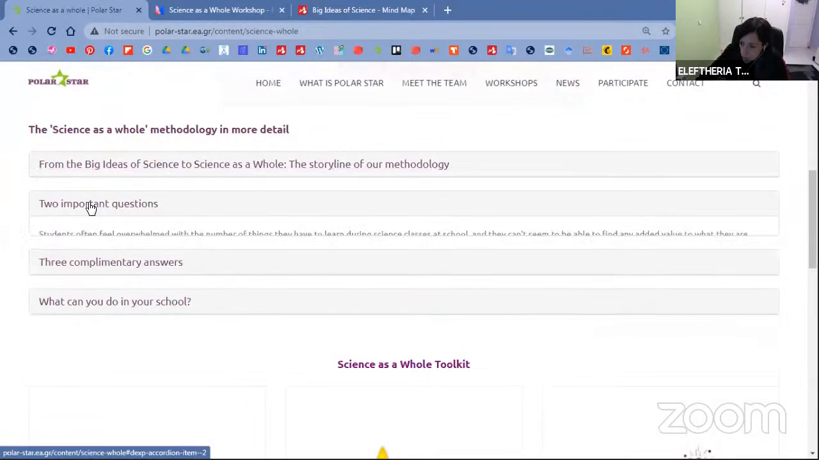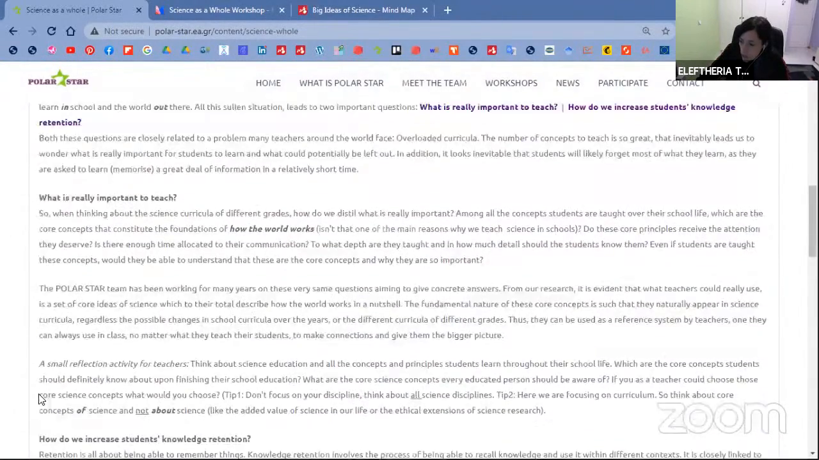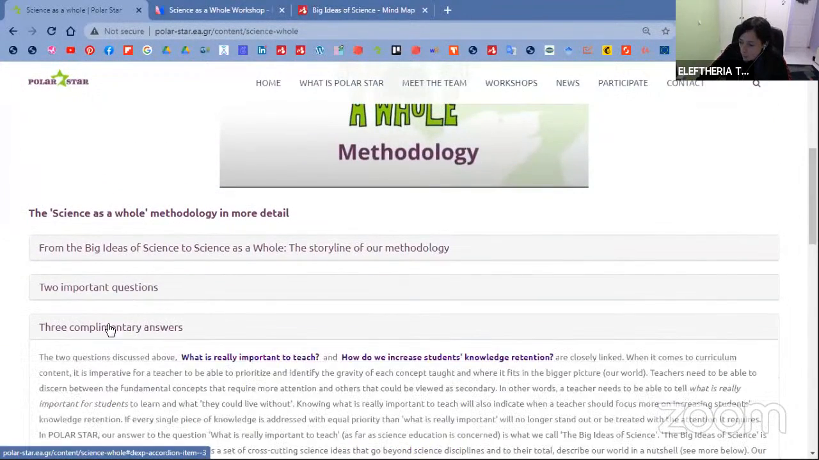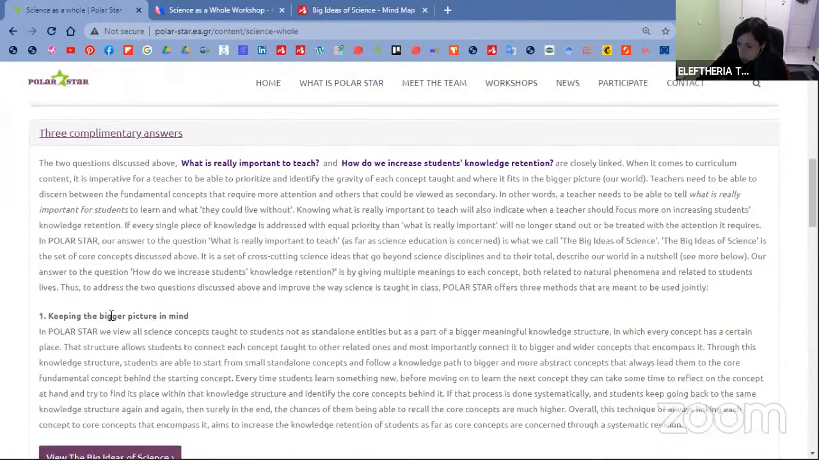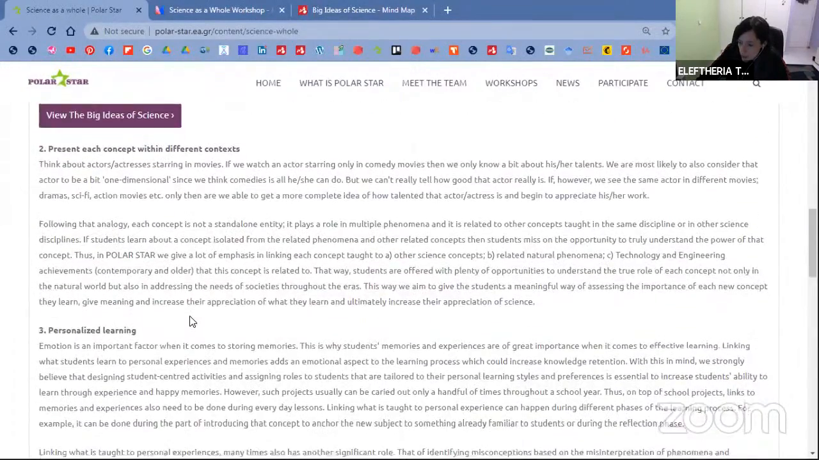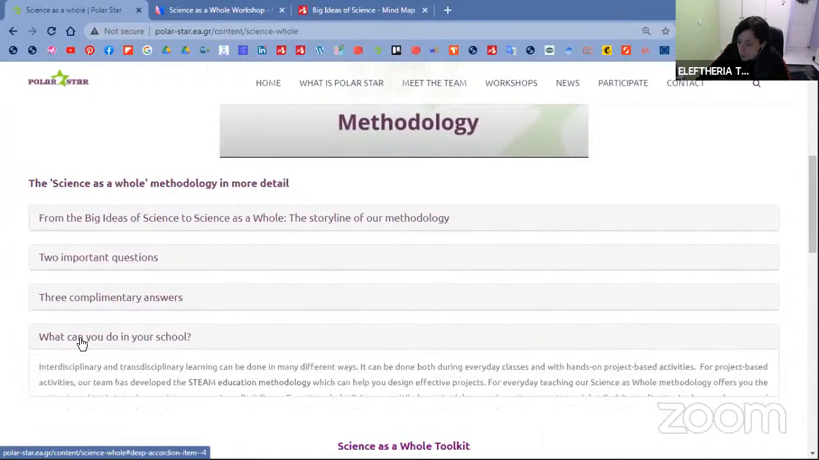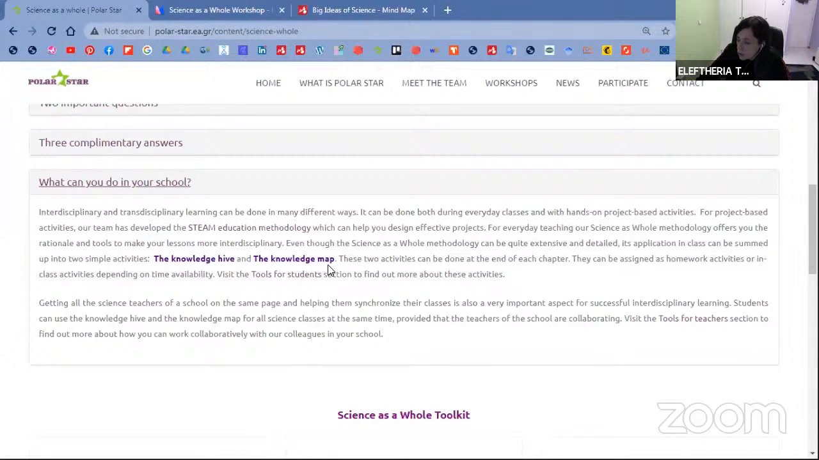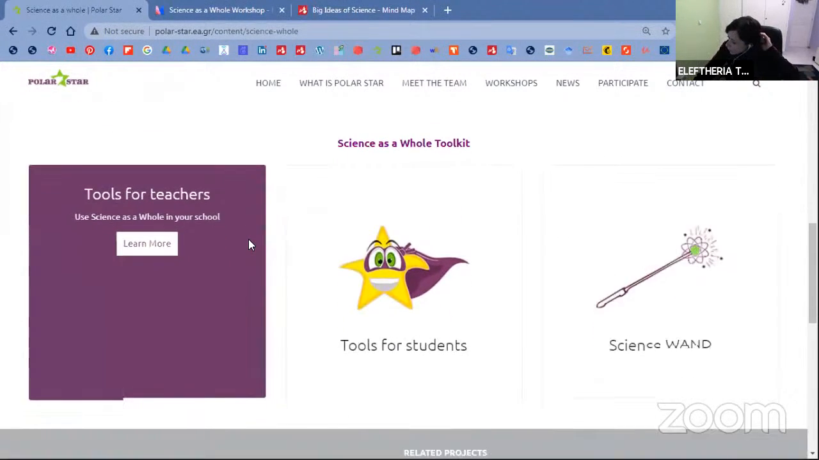We briefly discussed the two important questions that we talked about. What is really important to teach? How do we increase knowledge retention? Then, of course, we discussed the three methods that I presented to you: keeping the bigger picture in mind, present each concept with different contexts, and personalized learning. And what can you do in your school? So here we briefly explain the two tools and what you can do with them. And you can have access to everything here.